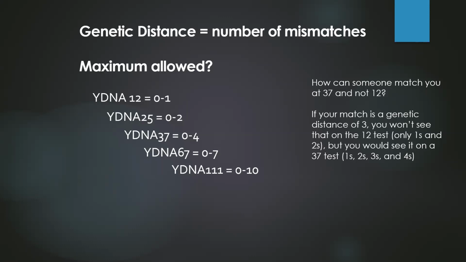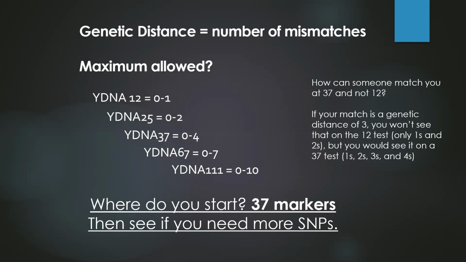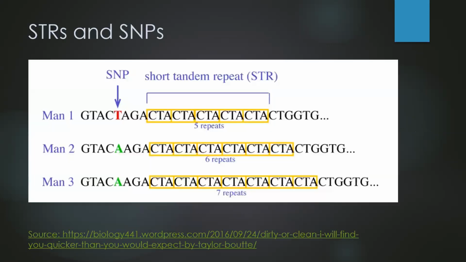But you would see that on a 37 test, because if you match a 12 test at 3, you're going to see the zeros, ones, twos, threes, and fours. So that just has to do with the testing algorithm and the resolution and specificity of the test and how they display the matches. I recommend you start at 37. Then the company will tell you if you need further SNP testing for them to place you further down in the list or further out on the branches. Then they'll tell you you need more SNPs.